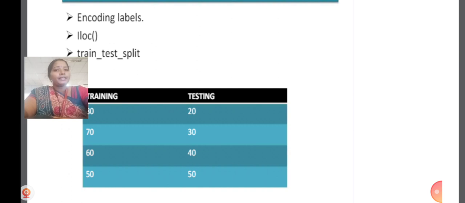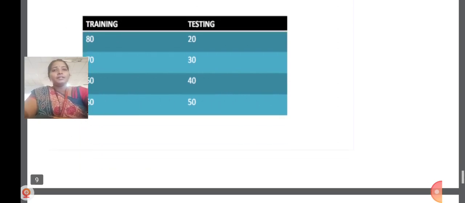Training, testing and splitting. What is training? We have to train the system based on the datasets given, the training dataset. After that, we have to test. Based on the training sessions, we will conduct the test dataset. We will give some data as an input, and that is the testing dataset. After that, we have to split the data. Which data do we have to give? That is the correct option.